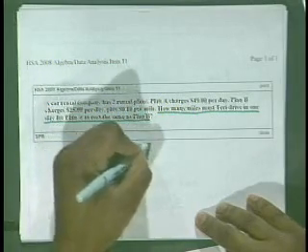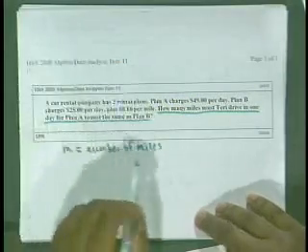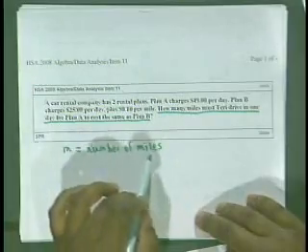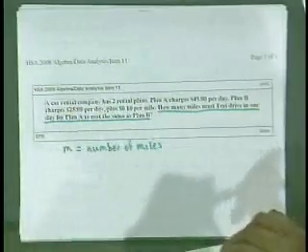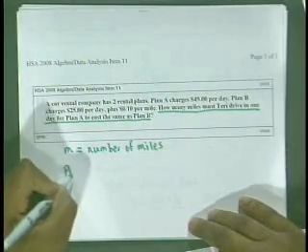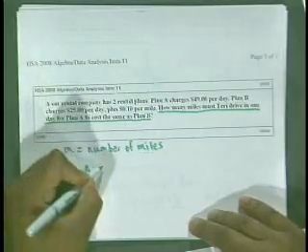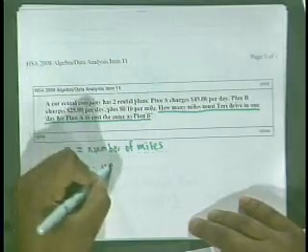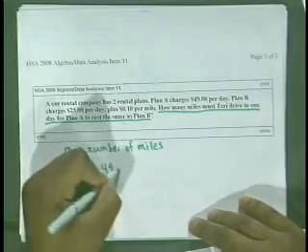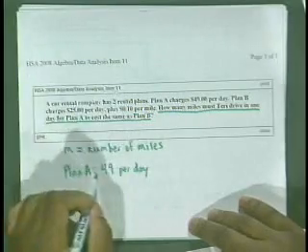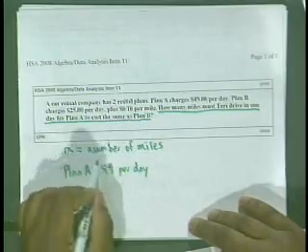Okay? Now, the next thing we need to do is write an equation that represents this situation. So M is going to be equal to the number of miles. So we have two plans. So first of all, we have plan A. Plan A says $49 per day. So for plan A, we're going to represent that using our 49.